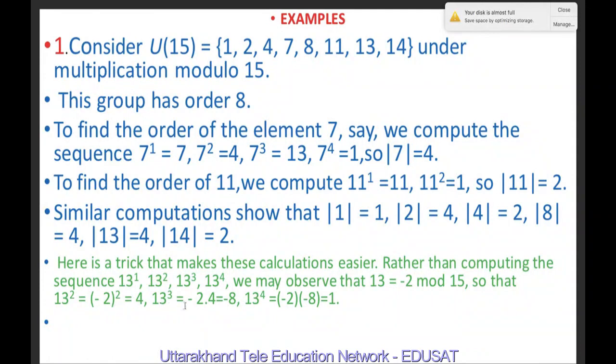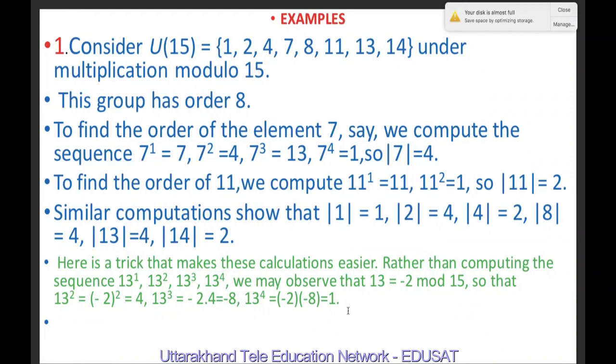So 13 cube is 13 into 13 square. So minus 2 into 4 is minus 8. Again, if you divide by 15, the remainder is 8. 13 raised to power 4 means 13 is minus 2 and 13 cube is minus 8. So minus 2 into minus 8 is minus 16. If you divide minus 16 by 15, the remainder is 1. So we have reached 1.